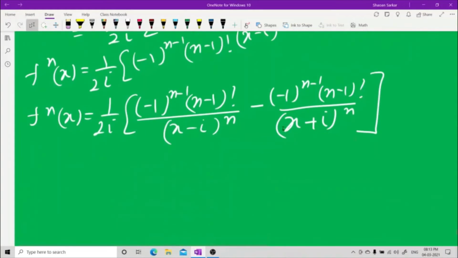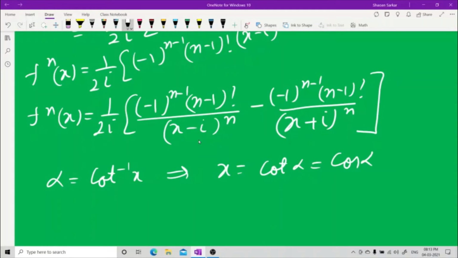Now they have told you x is cot alpha. This is alpha is cot inverse x. So cot of alpha is x. That means x equals cot alpha. This is nothing but cos alpha upon sin alpha. Put the value of x here and here and take all of them out.